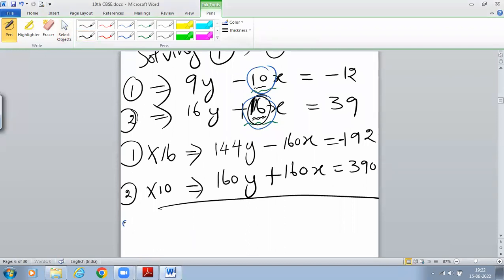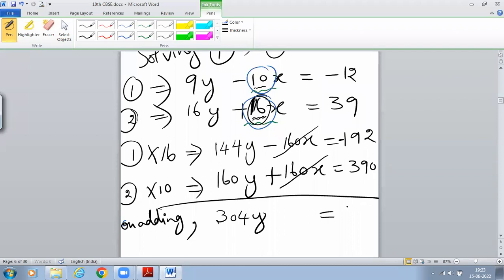So on adding, what is 144y plus 160y? What is 144 plus 160? Is it 304y? Am I right? Yes, 304y. Now see here, this minus 160x when added with plus 160x gets cancelled, which is equal to, now listen, minus 192 plus 390. What is 390 minus 192?